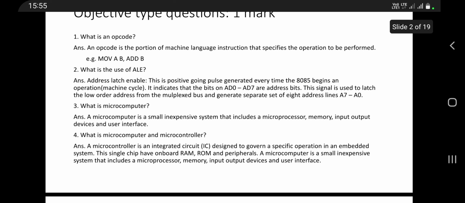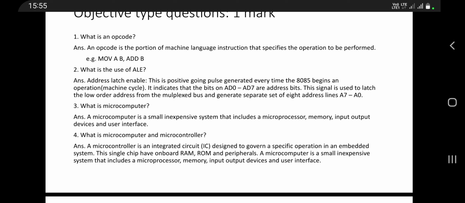The next question is the microcomputer. What is a microcomputer? You can define that it is a small and inexpensive system which includes a microprocessor, memory, input-output devices and user interface. So you have to write it very briefly.